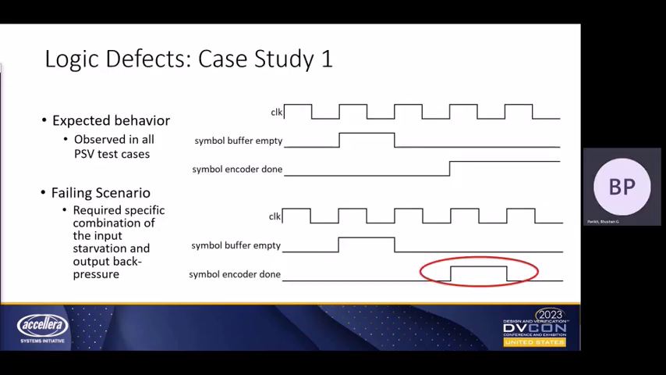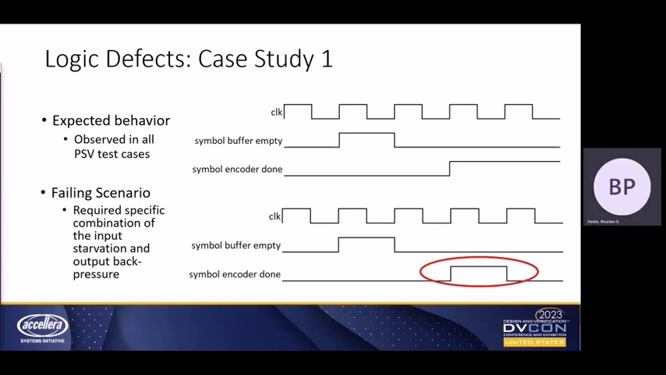Defect number 1. Based on our microarchitecture of the lossless compression IP, the symbol encoder done signal must assert after the symbol buffer empty signal, delayed by 1 clock cycle. Also, the encoder done signal must be sticky high, meaning once asserted, it must stay asserted until the next configuration packet is received.